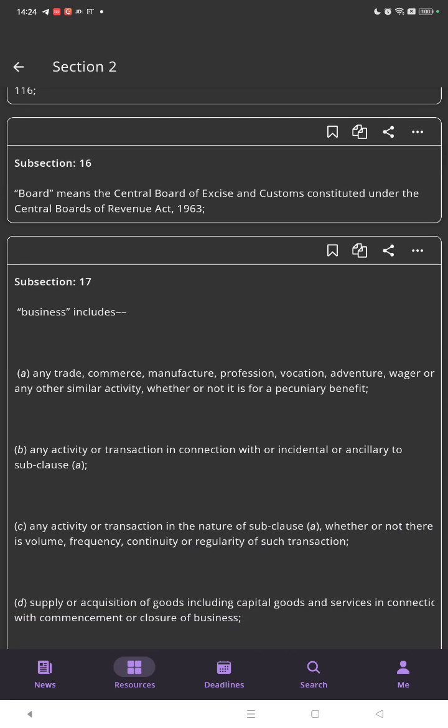Subsection 17, business, includes any trade, commerce, manufacture, profession, vocation, adventure, wager, or any other similar activity, whether or not it is for pecuniary benefit.